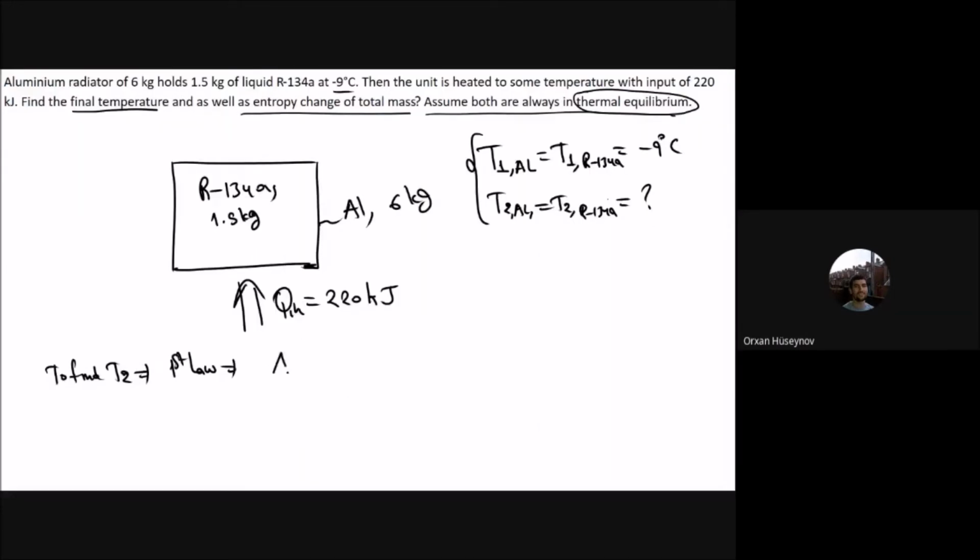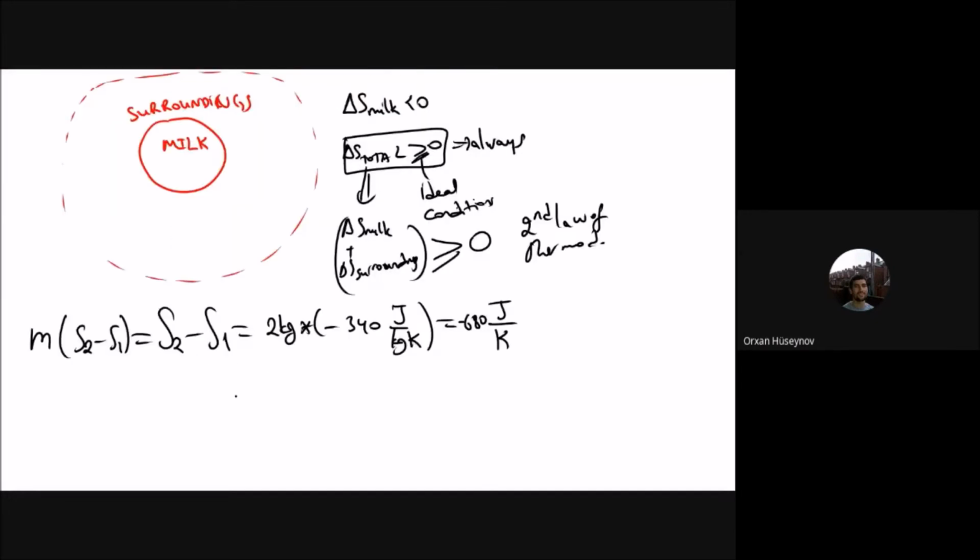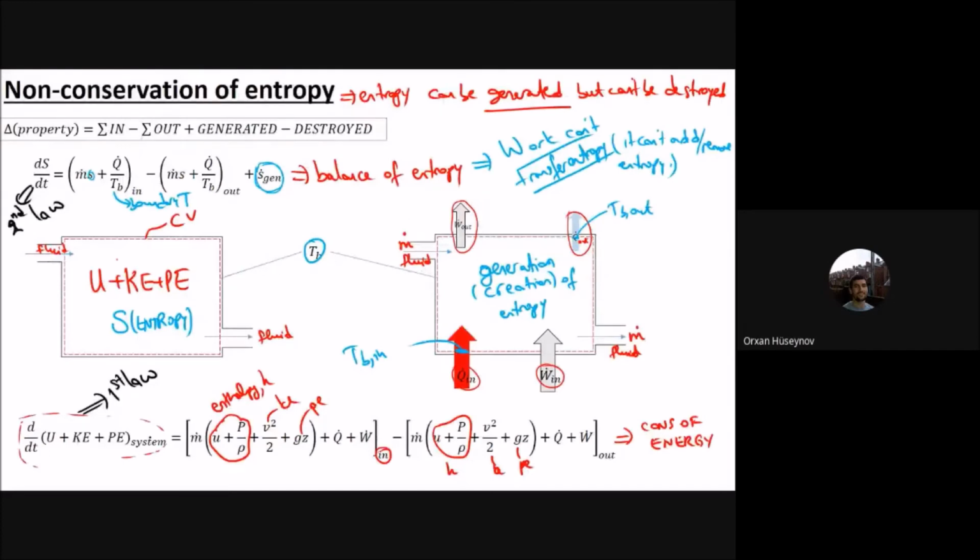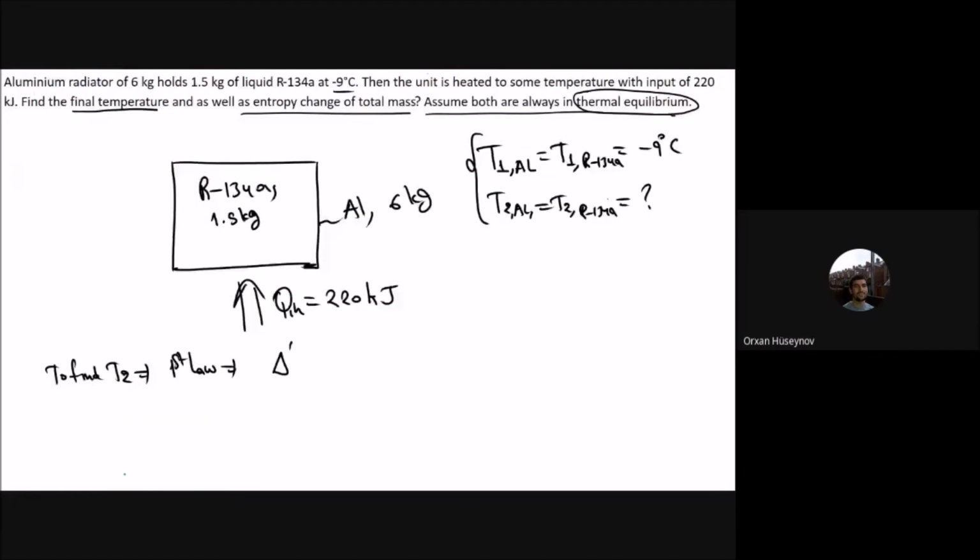we will have the change of internal energy. Let me go back to the previous slide here. The change of internal energy, kinetic energy, and potential energy of the system will be equal to these equations. But in most problems, kinetic energy and potential energy are small and approximately on the order of 0, so we don't consider them. Therefore I will just write that the change of internal energy of the system will be equal to in minus out.